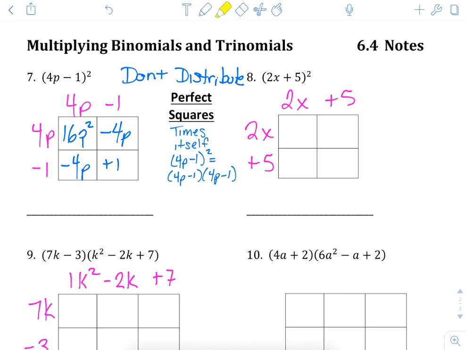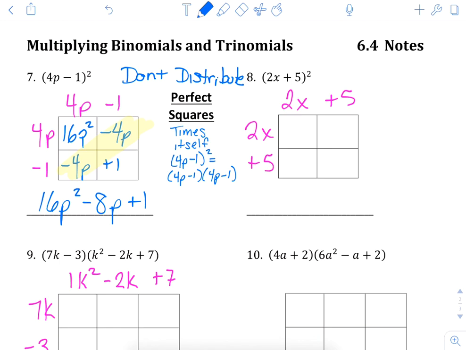Now, when we look right here, people might mistakenly think that those are going to cancel, but they don't. They are both negative, so they're going to make a bigger negative number. -4 minus 4 is a -8, so -8p. Plus 1 is going to finish up our final answer. Okay? Let's go on to 8.